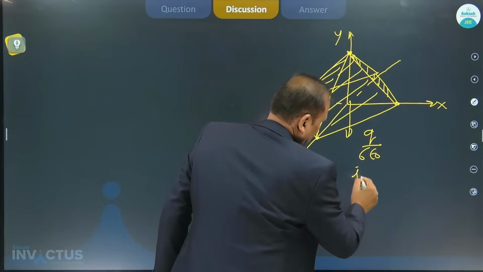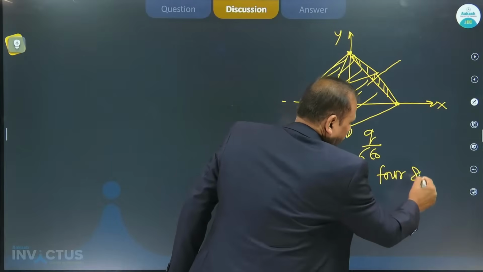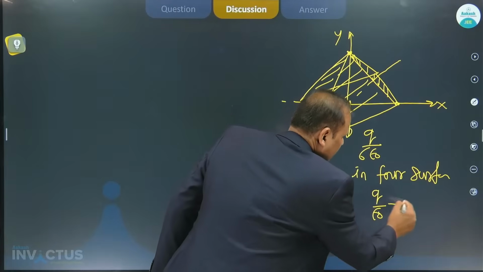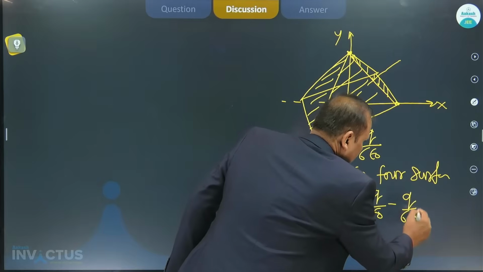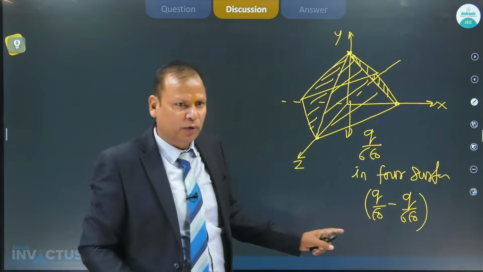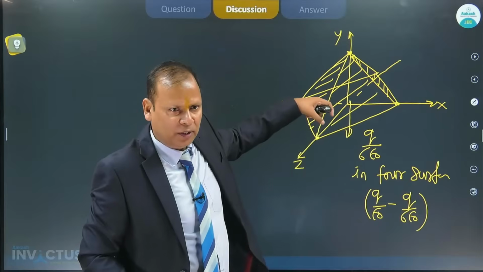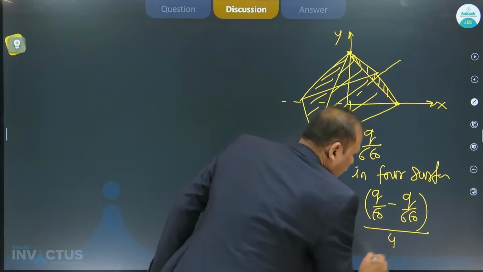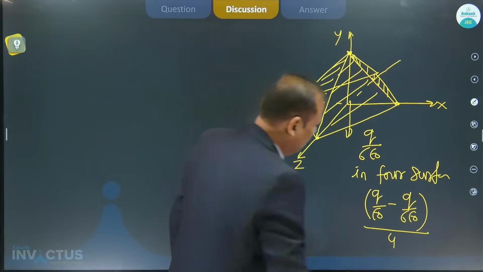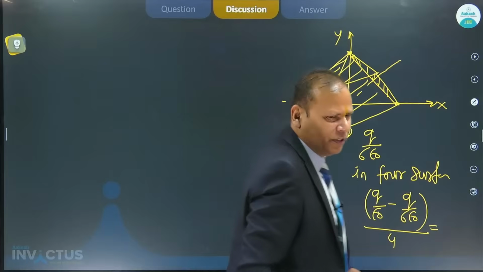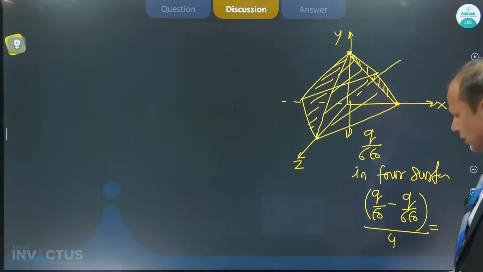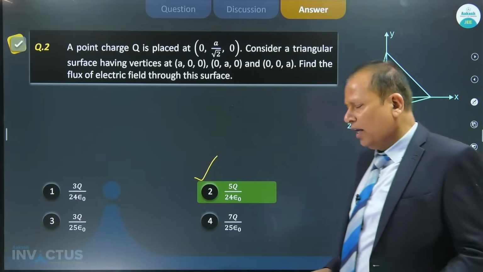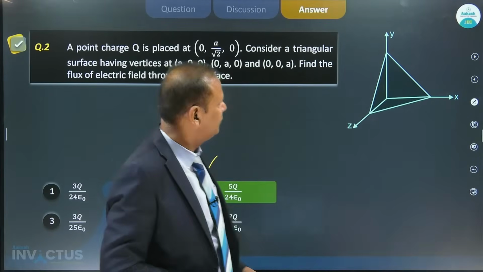So in 4 surfaces, q by epsilon naught minus q by 6 epsilon naught. This flux will flow through the 4 surfaces of the pyramid. So from one surface, divide by 4. So this will be equal to, the answer can be seen, the problem has already been discussed, 5q by 24 epsilon naught.